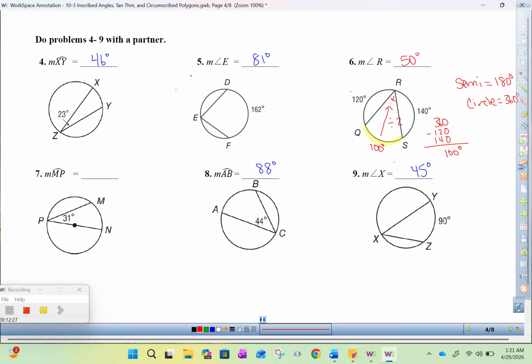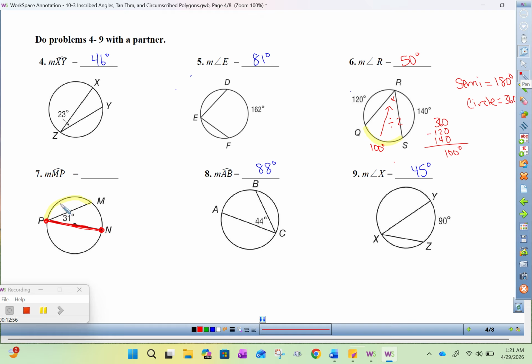Alright, similarly on the next one, I want to find arc MP. Hopefully you're reading closely on that. It did not want MN, it wanted MP. Now, we're going to use the fact that we have a diameter here. So what I want you to do is darken the diameter. You'll know that because it goes through the center from one edge of the circle to the other. And when we see that, that's going to tell you, hey, I may need to use 180 here.